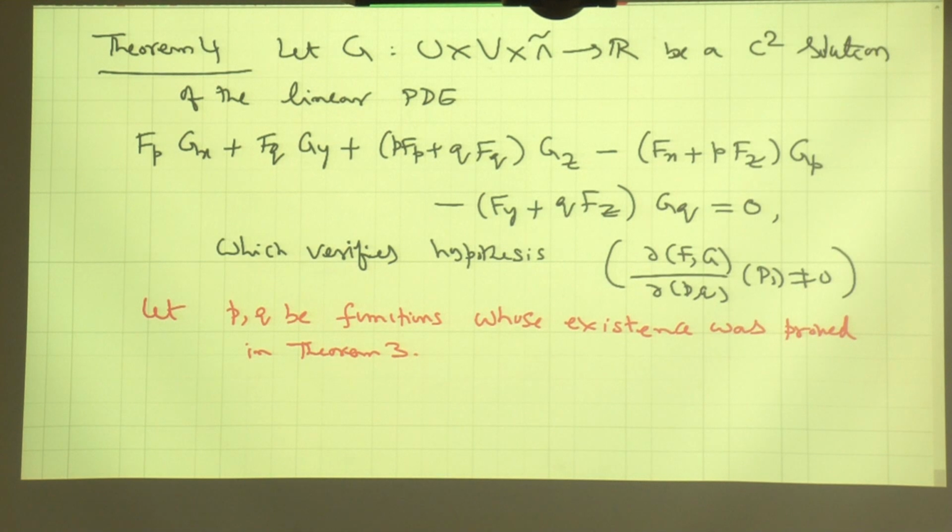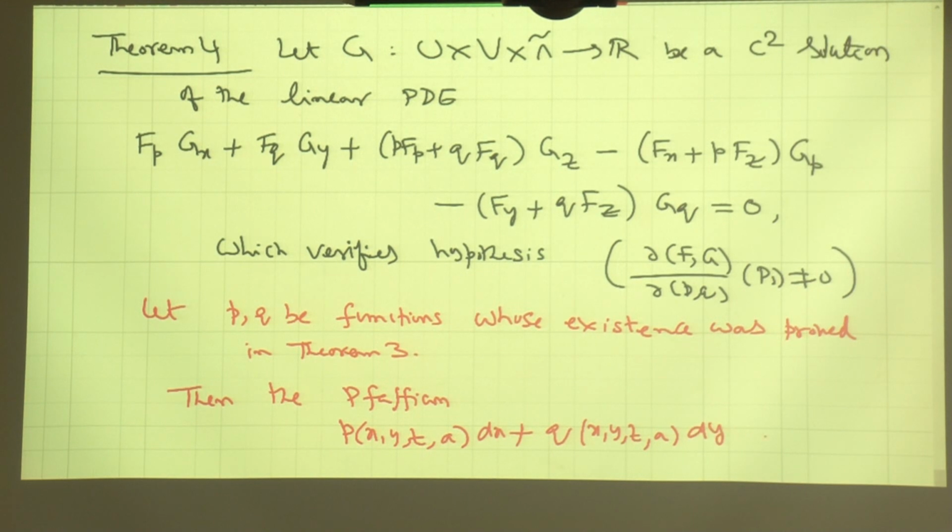Okay, so that's the assumption. Then the Pfaffian P(x, y, z, a) dx + Q(x, y, z, a) dy − dz = 0 is integrable. Okay? We have seen that, no?